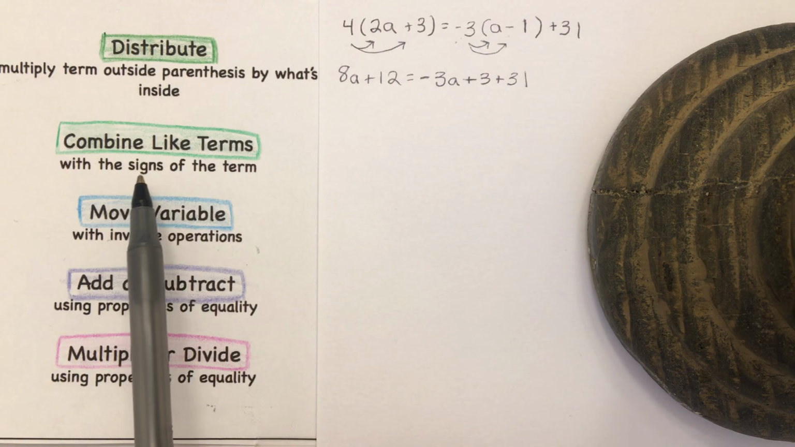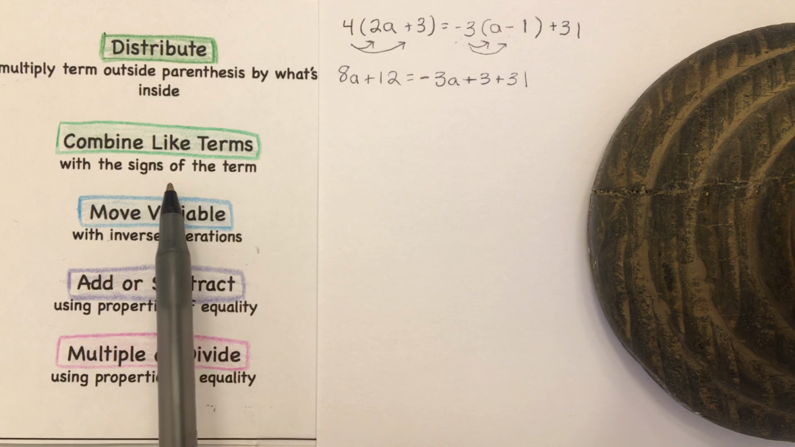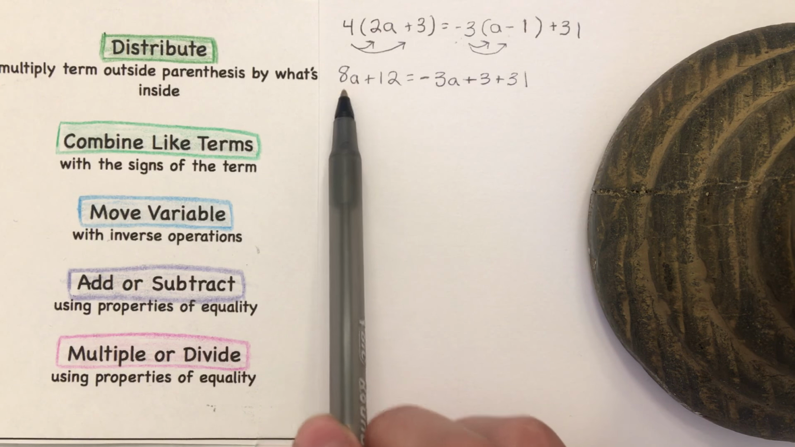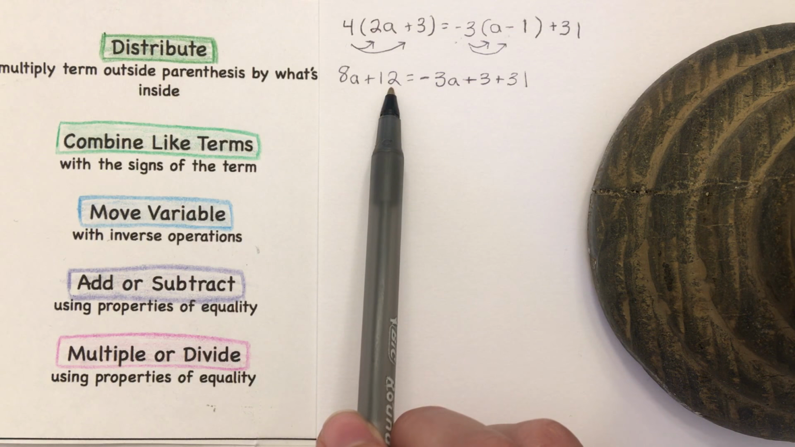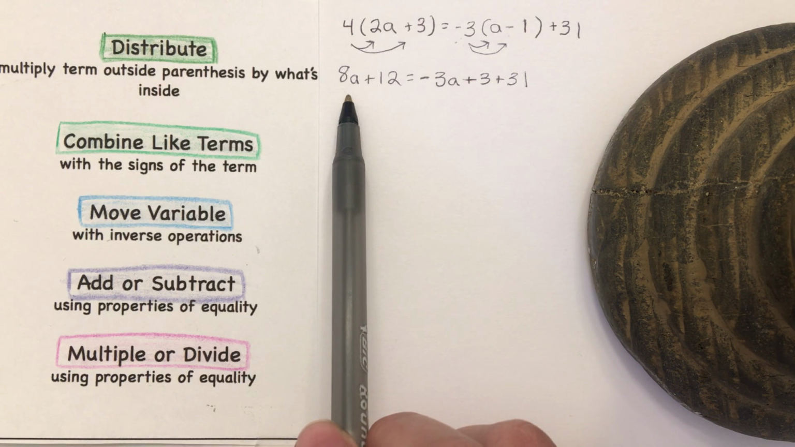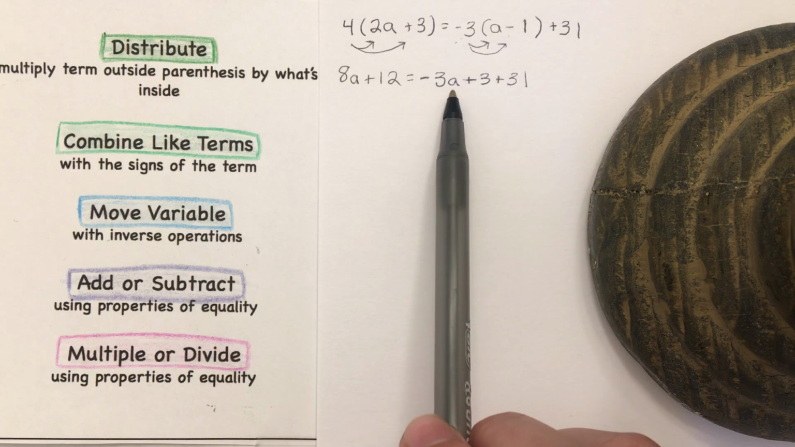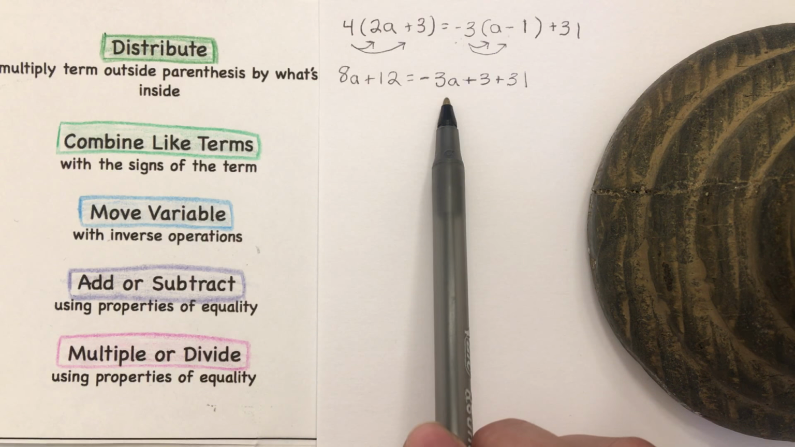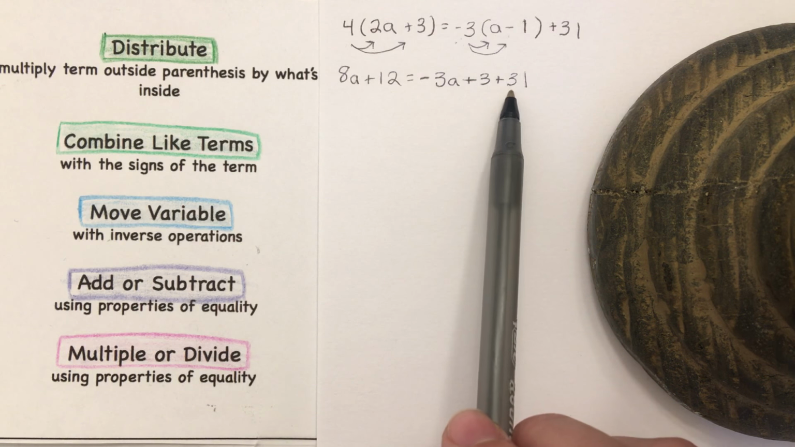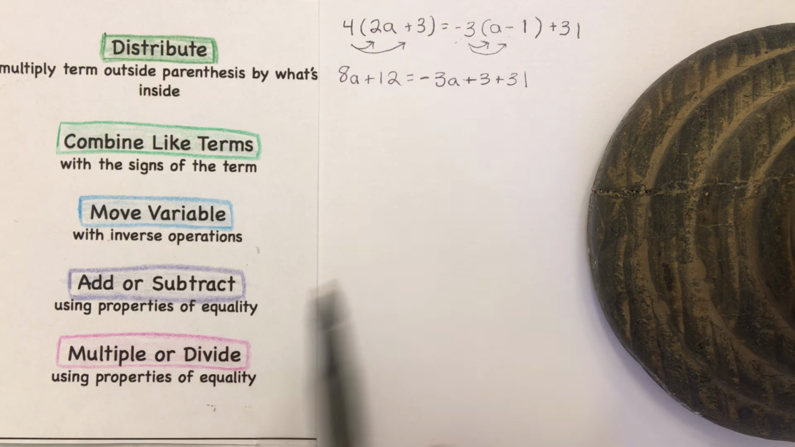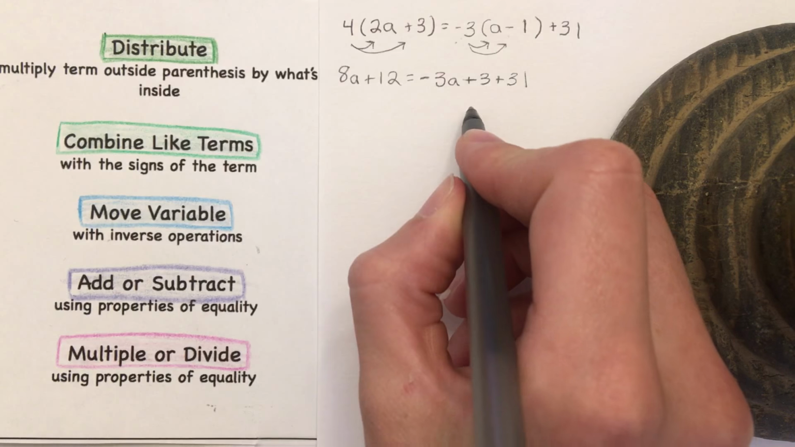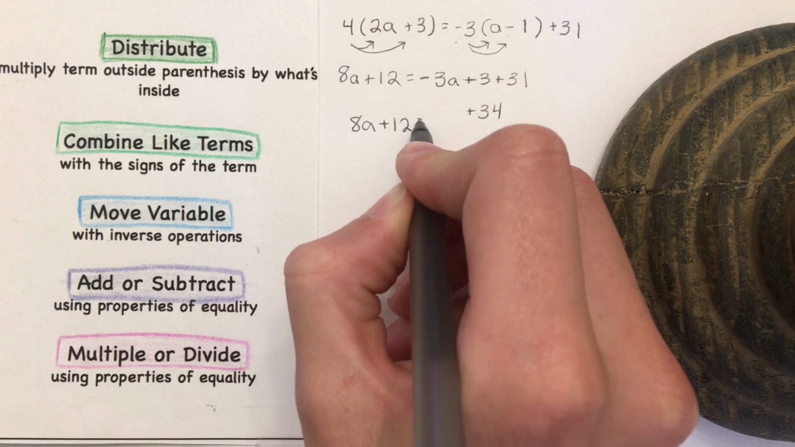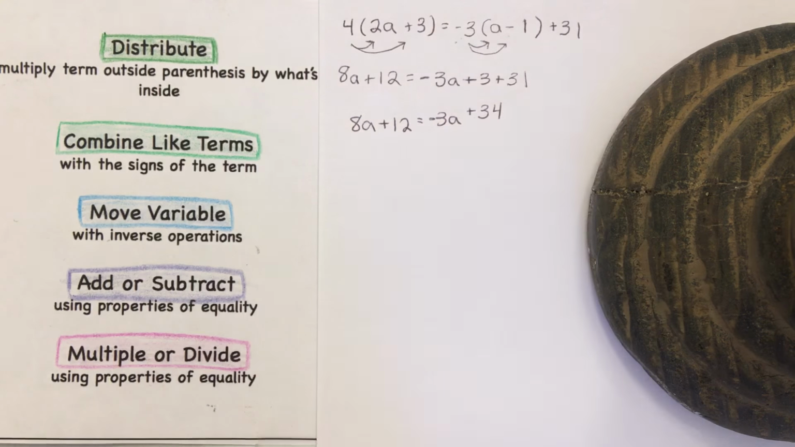The second step says to combine like terms. So I'm looking for my variables and my non-variables. On the left-hand side, I've got one term, 8a, which is a variable term, and then I have one term that does not have a variable. I cannot combine these because they are different. On the right side, I've got negative 3a, and I cannot combine this with any other terms because it has a variable with it. However, both 3 and 31 do not have a variable, so I can combine those. 3 plus 31 is 34, and then I'm just going to bring down the rest. So I still have 8a + 12 on the left-hand side equal to negative 3a + 34.